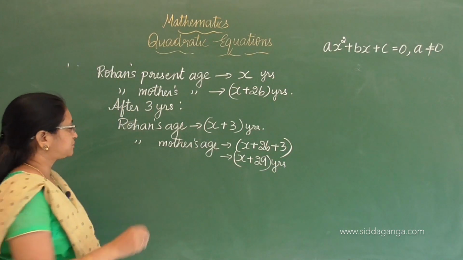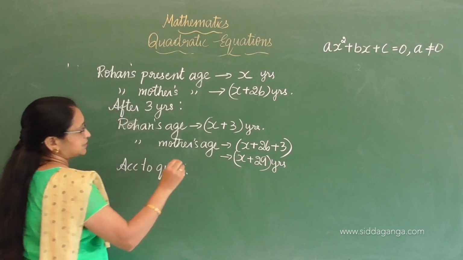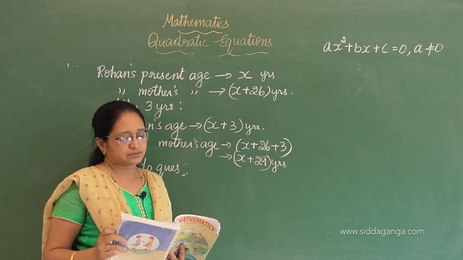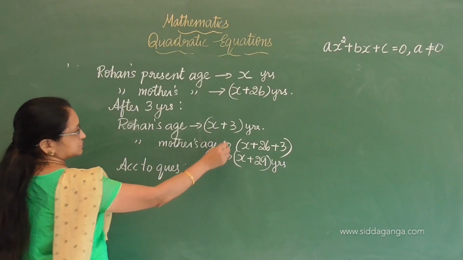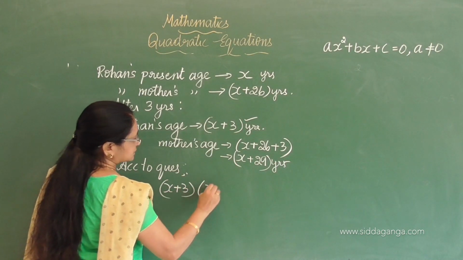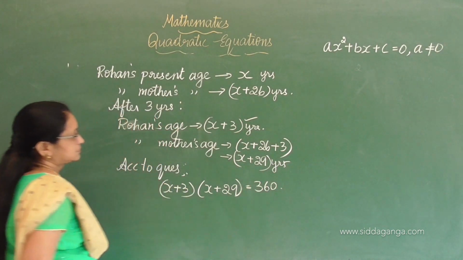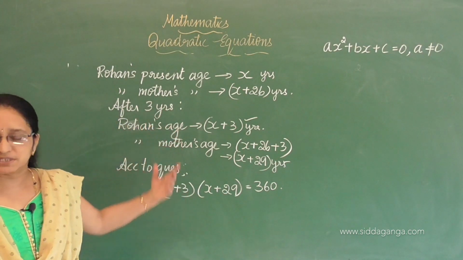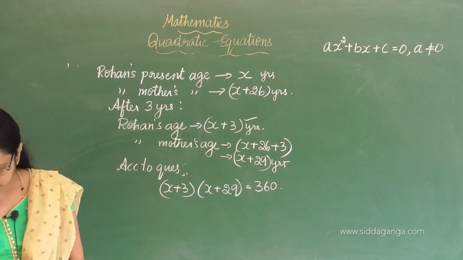Okay. Then according to the question, just read the question once again. According to the question, the product of their ages 3 years from now will be 360. So the product of their ages, this and this, so x plus 3 into x plus 29 will be equal to 360. Now, once we got the equation, you know how to solve. We have seen in the previous problems, so you can solve it.